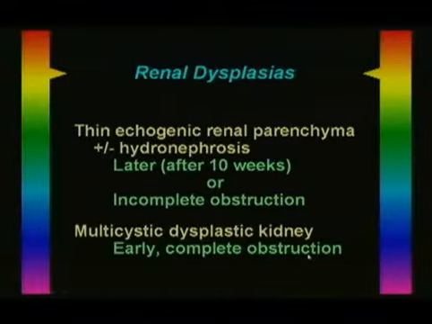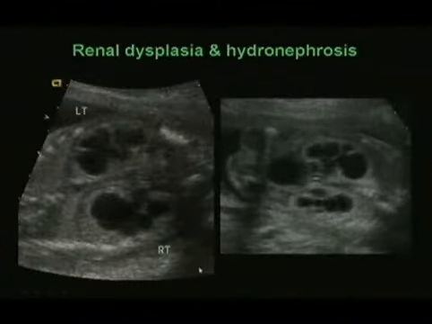This is very different than the multicystic dysplastic kidneys that develop when there is early obstruction to the kidney that's complete. So if the obstruction to the kidney is incomplete, you may have a thin echogenic kidney, and if obstruction is complete and early in gestation, it'll be a multicystic dysplastic kidney.